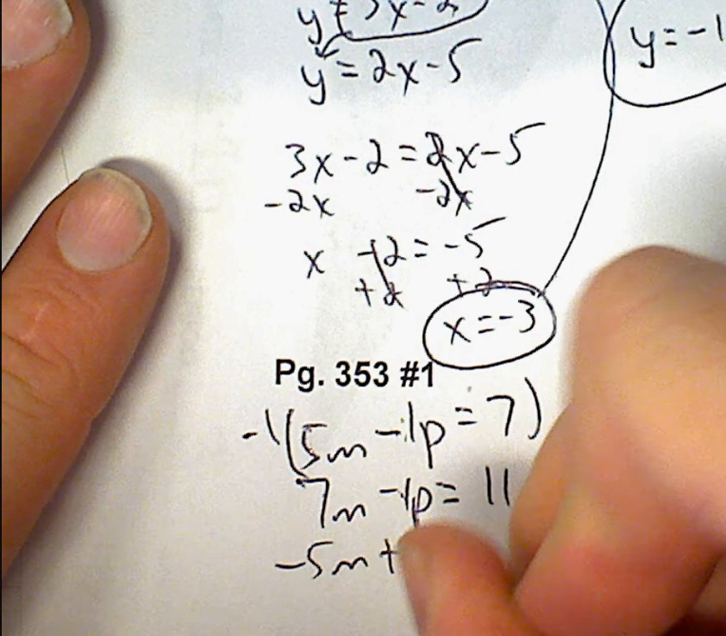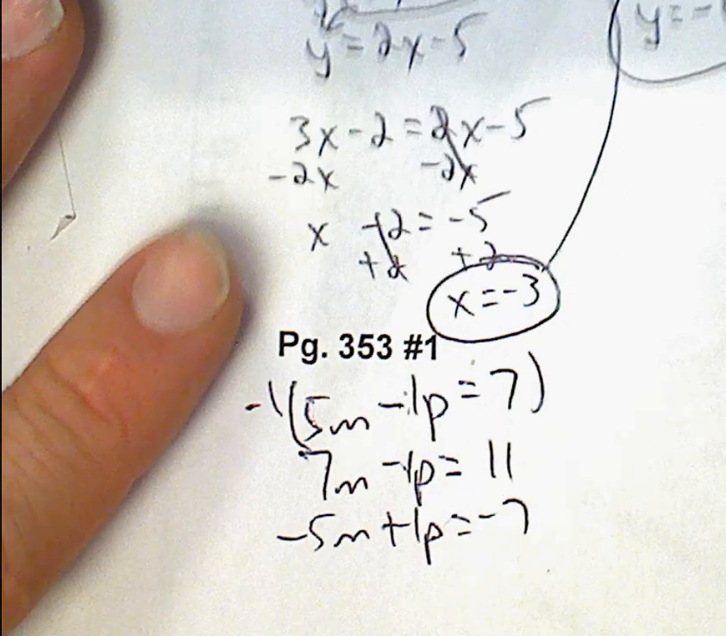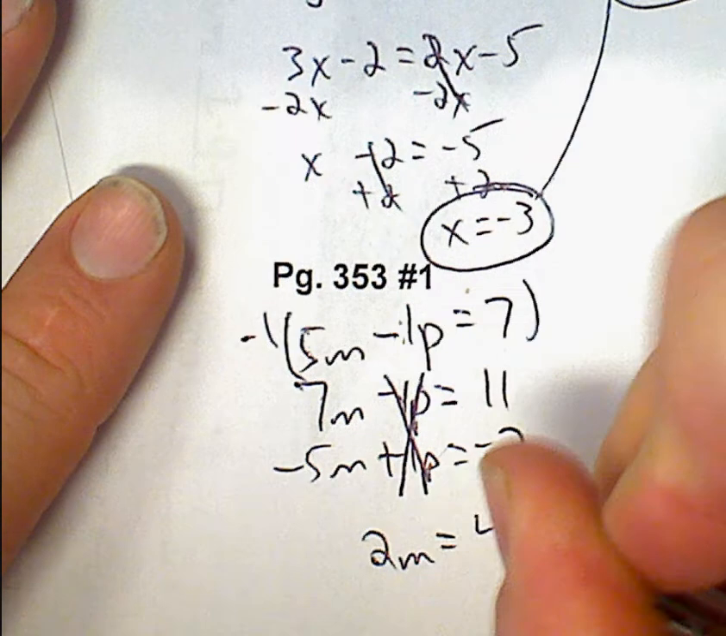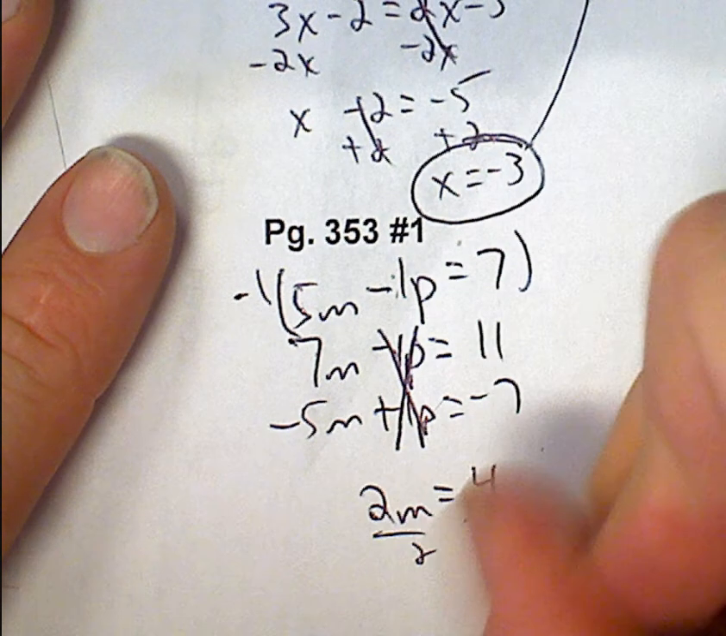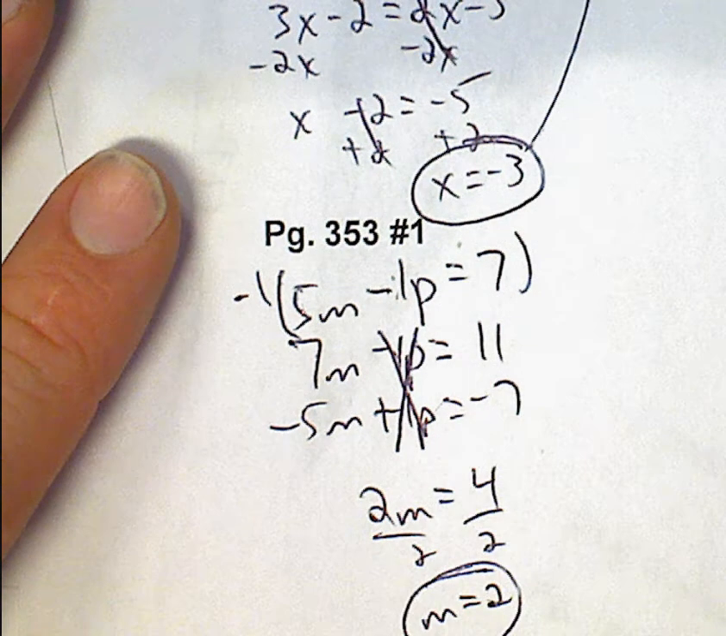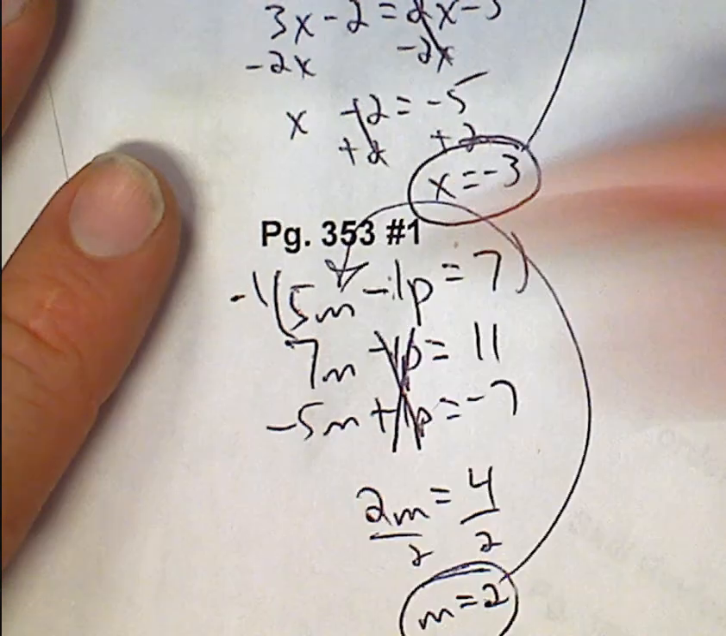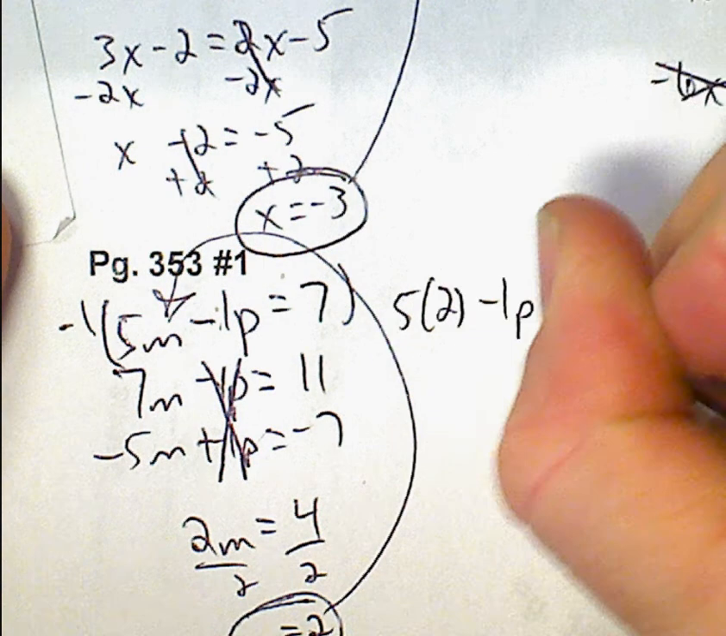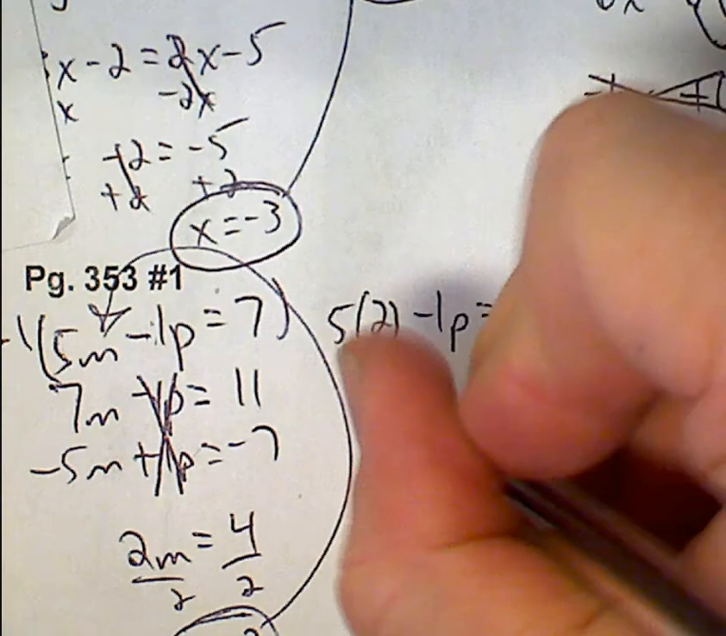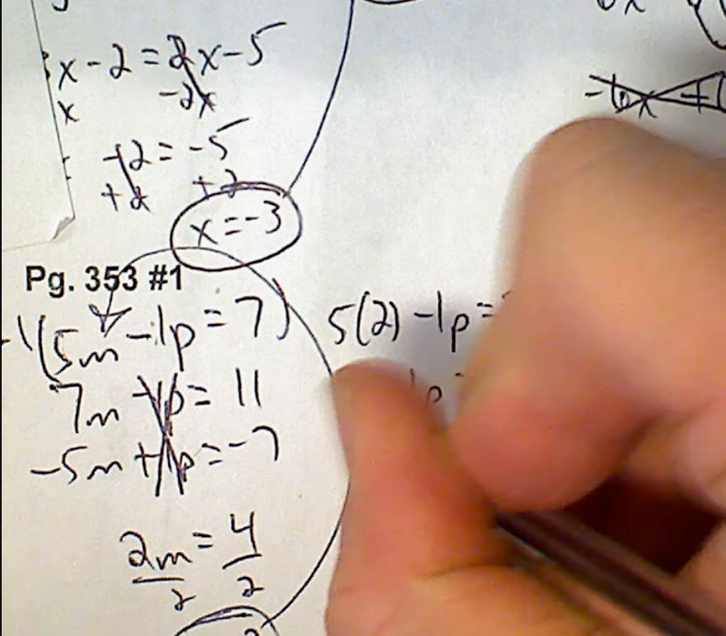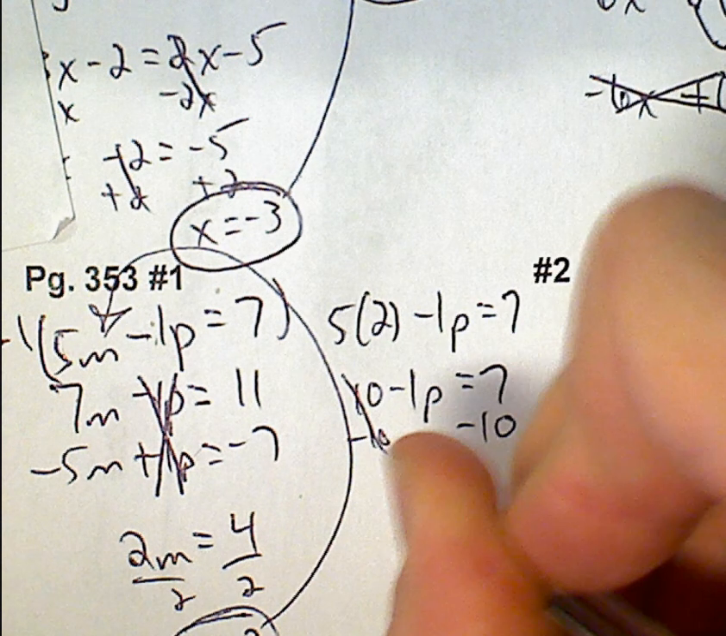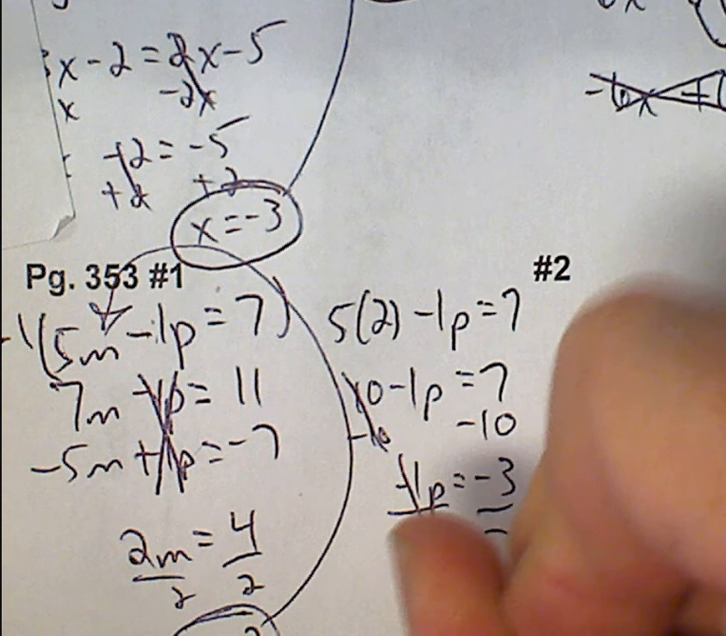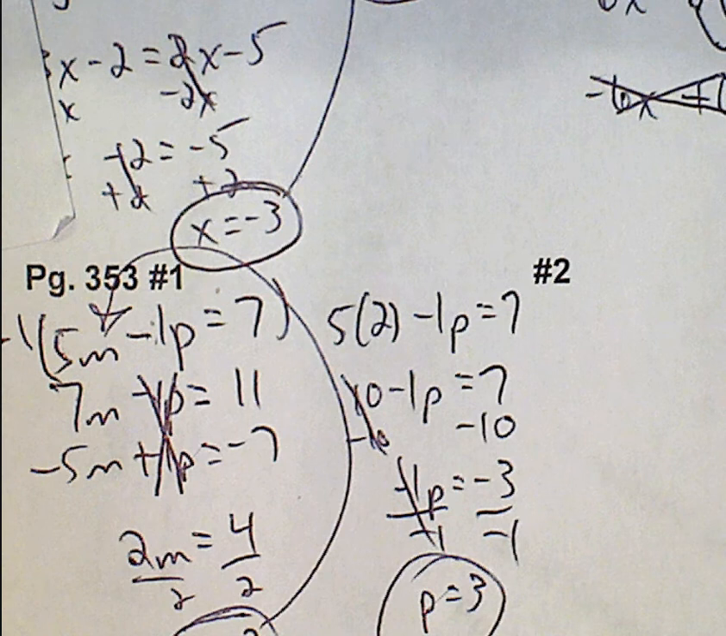Negative 5m plus 1p equals negative 7. Negative 1p plus 1p, eliminate. 2m equals 4. Divide by 2, m equals 2. Plug back into one of my equations. 5 times 2 minus 1p equals 7. 10 minus 1p equals 7. Negative 10, negative 10. Negative 1p equals negative 3. Divide by negative 1. P equals 3.